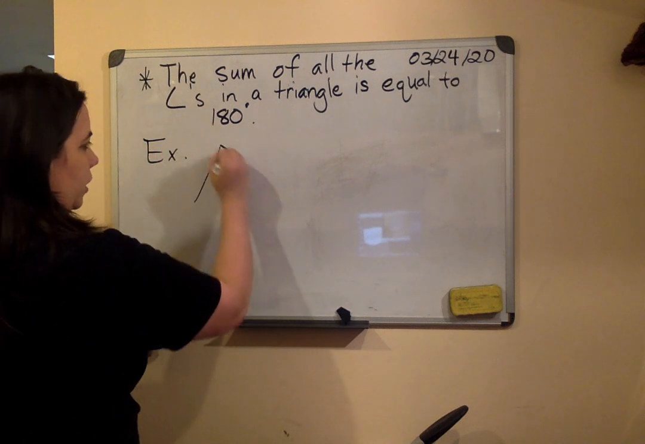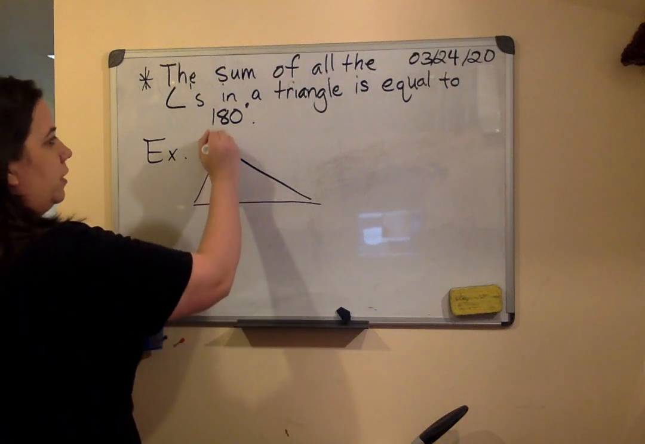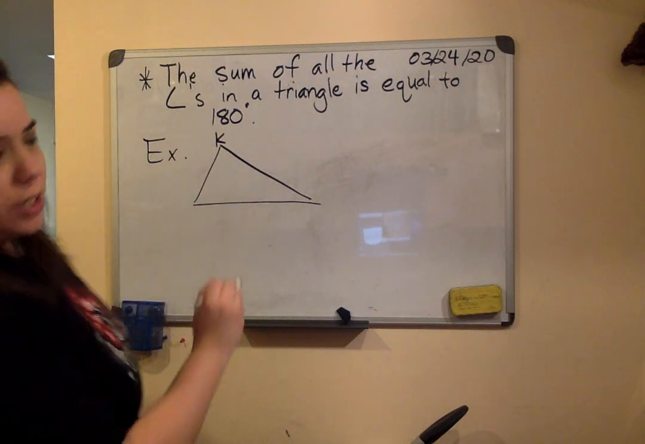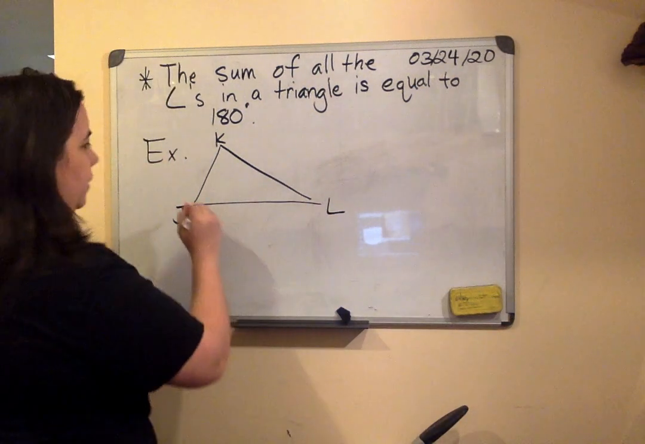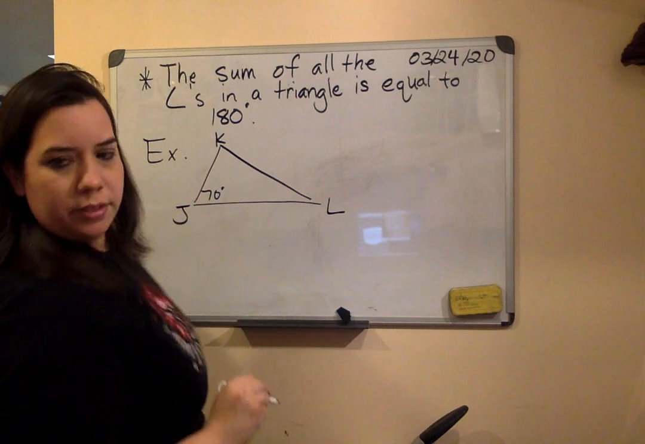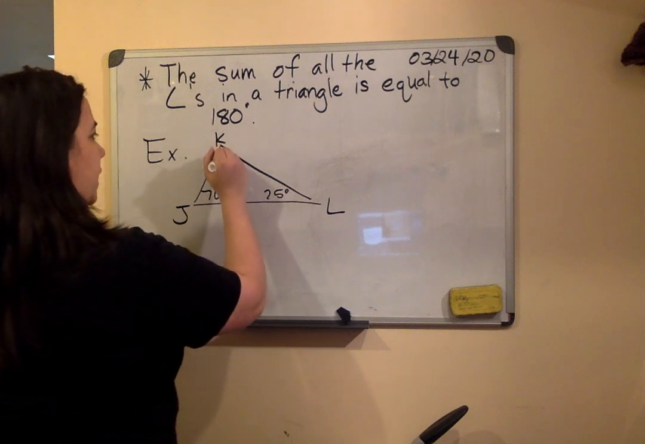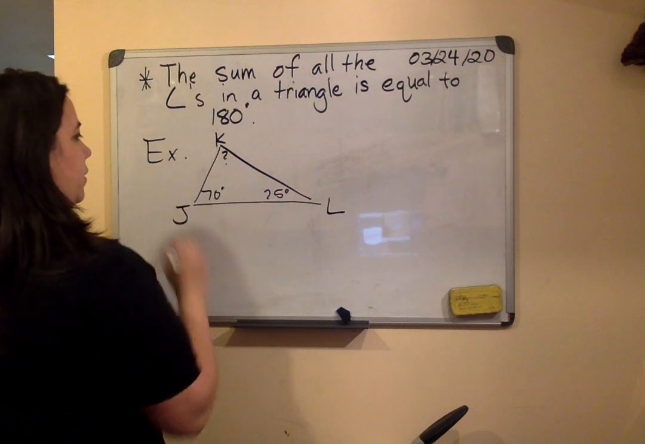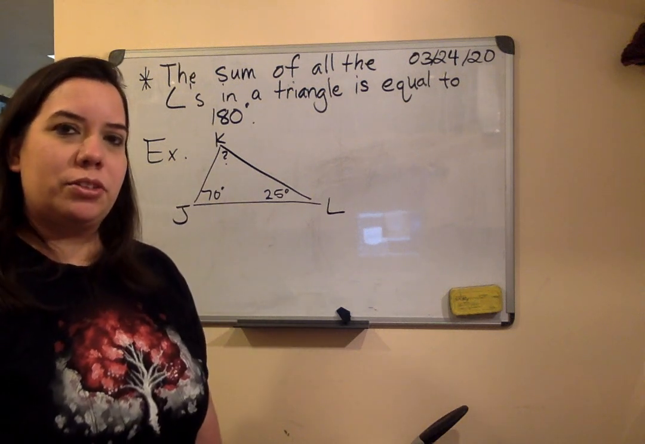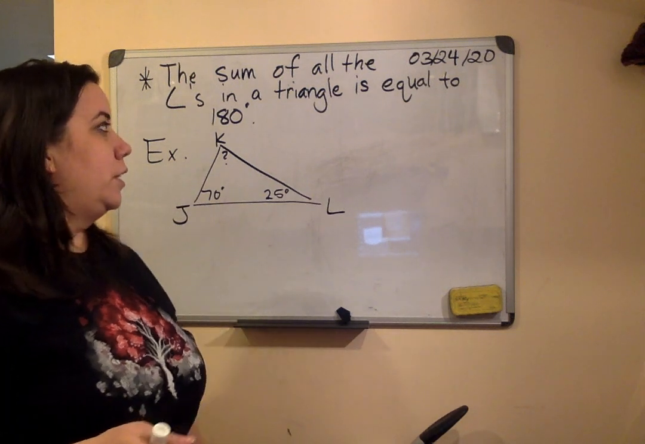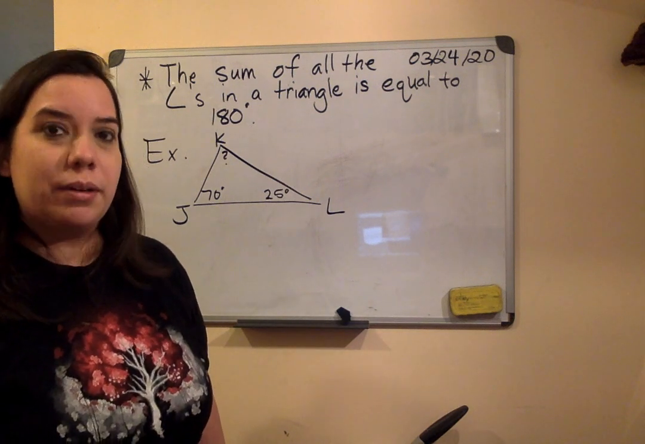So you have this drawing here, and you have triangle K, J, and L, and this is 70 degrees, and this is 25 degrees. We don't know what K is, so we're just going to write a question mark. Well, what did I just tell you about the measures of the angles inside of a triangle? They all equal 180 degrees, correct?